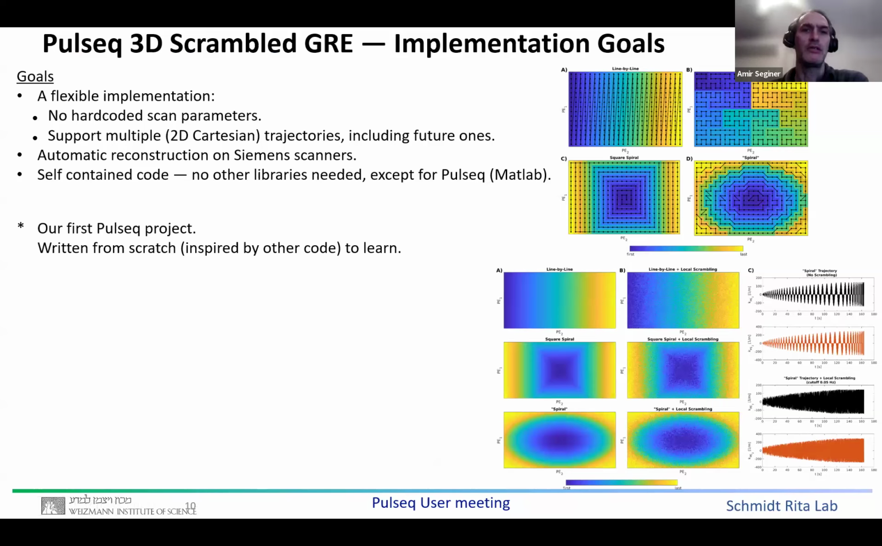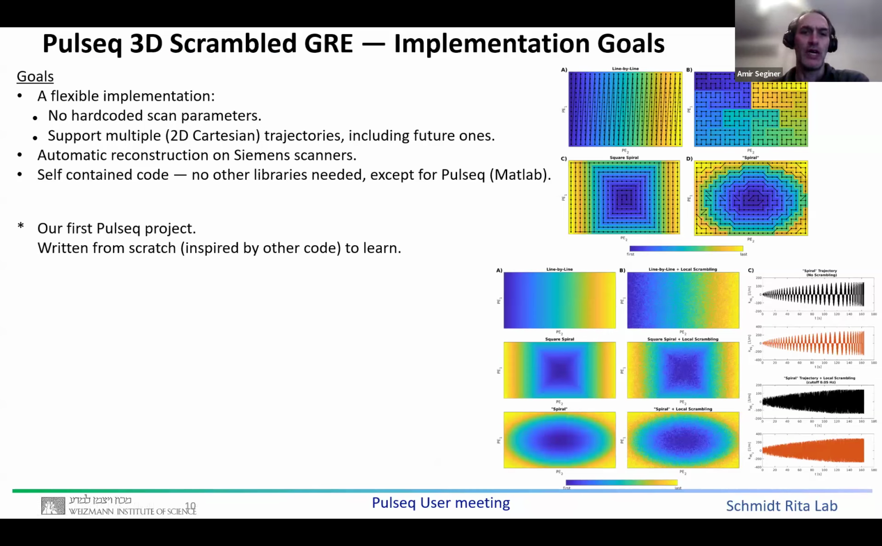So as Rita mentioned, the 3D Scrambled GRE was our first Pulseq project, and we had several goals. First, to be flexible without any hard-coded parameters, and to support arbitrary 2D Cartesian trajectories, both current trajectories and possible future ones. We also wanted to automatically reconstruct in our Siemens system, so we won't have to deal with reconstruction, especially parallel imaging. Finally, we wanted a self-contained code independent of others, except of course for the Pulseq MATLAB implementation.